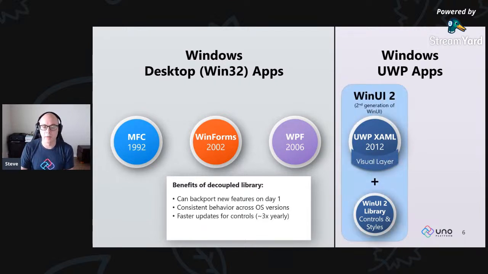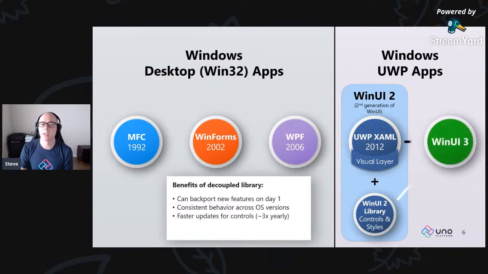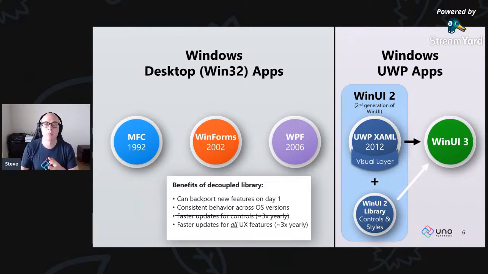So that in itself, that standalone library plus the UWP XAML is what we call today WinUI 2. So the WinUI 2 library is still reliant on the Windows OS itself because it does rely on this UWP XAML. And in the future, the next step would be to decouple all of the WinUI controls and styles and library from the OS, not just that smaller subset. And this is where WinUI 3 comes into play. So this is taking the second generation of WinUI, lifting it all out of the OS and bringing all those UX features into a decoupled library. And that's WinUI 3.